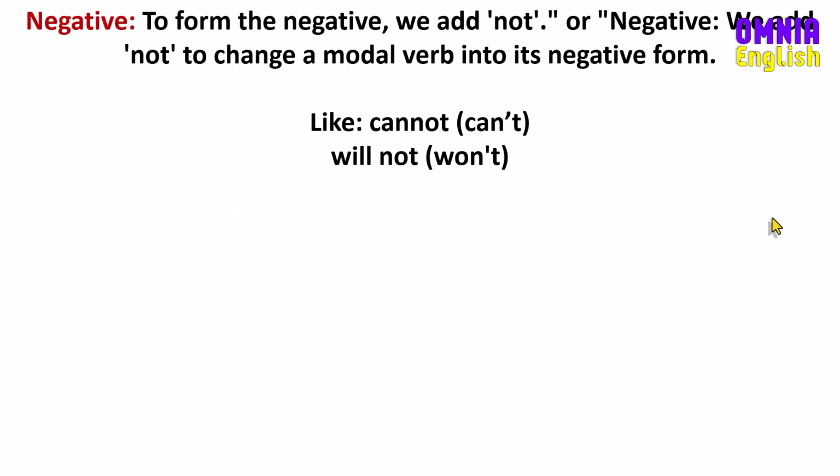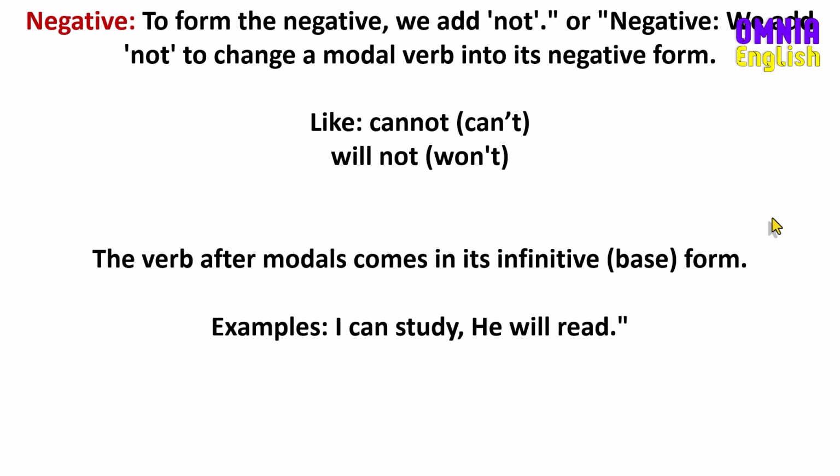When we want to put these verbs in negative form, what should we do? We add not to the modal verb to make its negative form, for example, cannot, can't, will not, won't, must not, mustn't. The verb after modals comes in its infinitive or base form. For example, I can study, he will read.